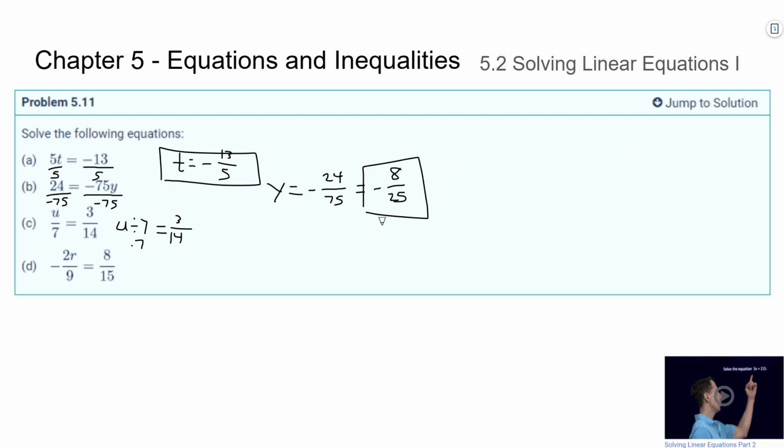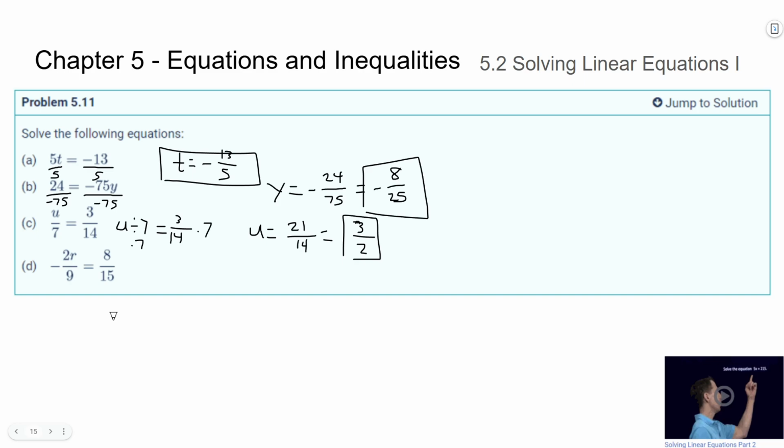It's the same thing over here. But if we multiply by 7 on one side, we have to multiply by 7 on the other side. So we'll be left with u on one side. U equals, well, 7 times 3 is going to be 21, so 21 over 14. And it should be obvious, these are both multiples of 7. So that'd be 3 over 2. So u equals 3 over 2. And let me check that answer. Yep, that's right. All right, and then this last one right here.